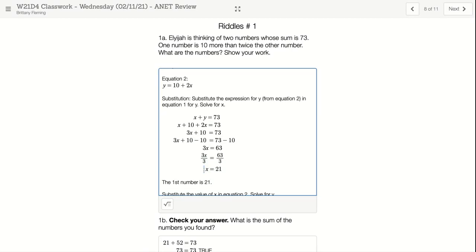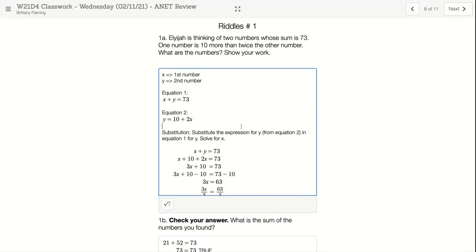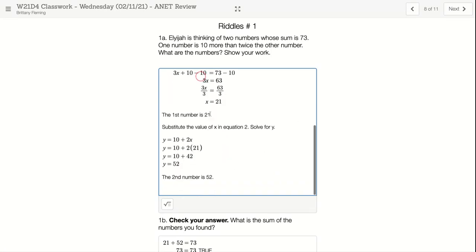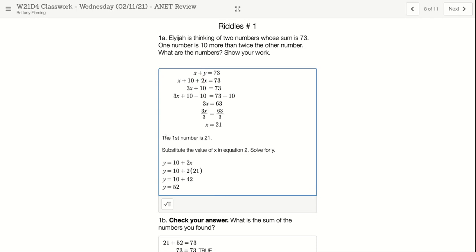On the left side, 3x divided by 3 gave me x. And then on the right side, 63 divided by 3 gave me 21. I know that x represents the first number because I said that up here when I started this problem. So I know that x is 21. So I know the first number is 21.